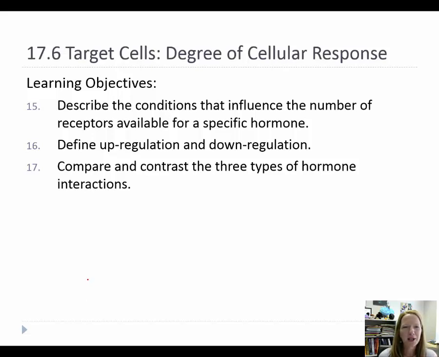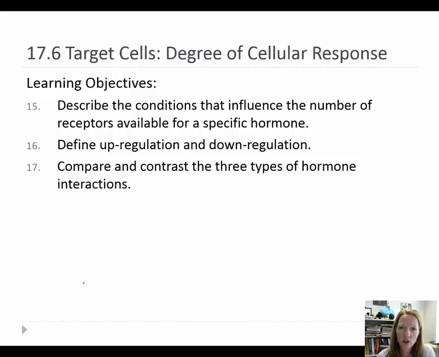Hi everyone. So this is section 6 of chapter 17, and what we're going to be taking a look at is how those cells respond once the hormones have actually interacted with the cell. So that was our last section, or the last video that you looked at, hopefully, was going to be the interaction, the actual interaction. How do the hormones go in and communicate with the cells?